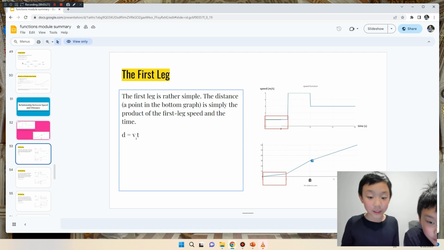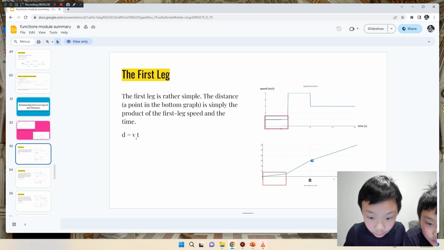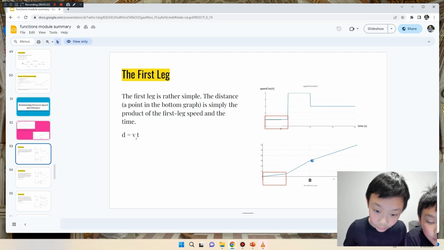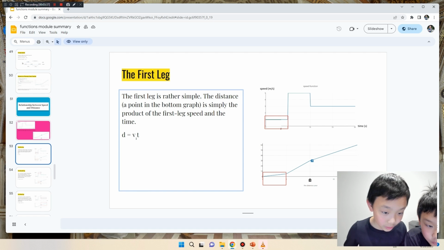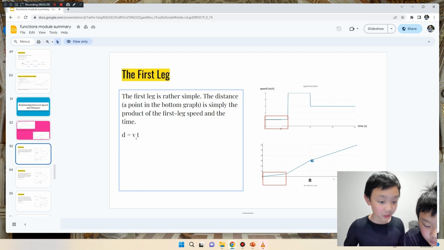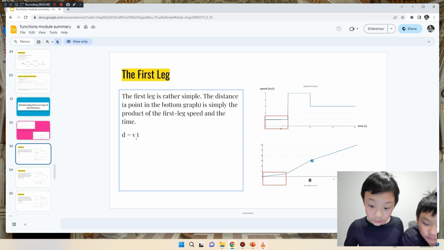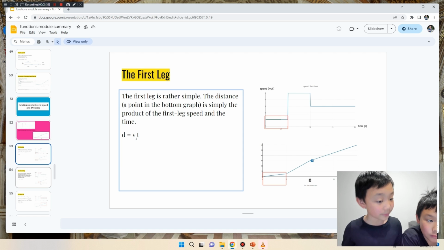So like an example is, since the first leg is 1, V1 is 1. Let's say you did it for 3 seconds. So it's 1 meter per second, that's V1, times the time, which is 3 seconds, which is t. So 1 times 3 is 3. So distance equal 3. It's somewhere here. So the distance when the time equal to 3 is 3.